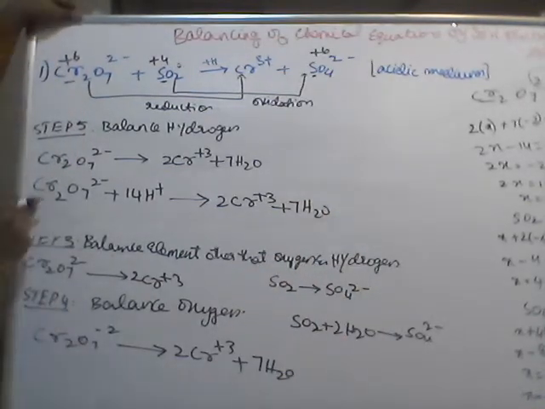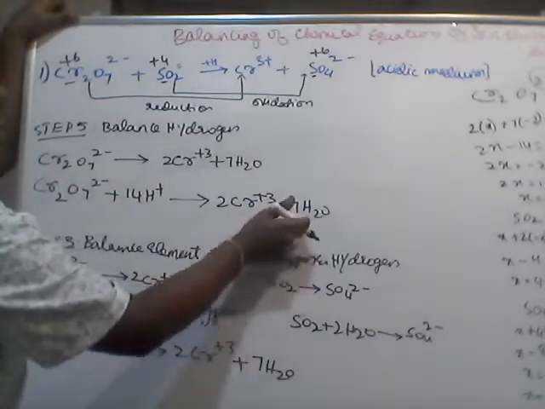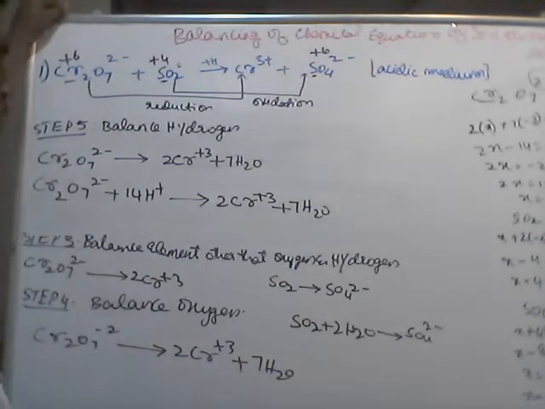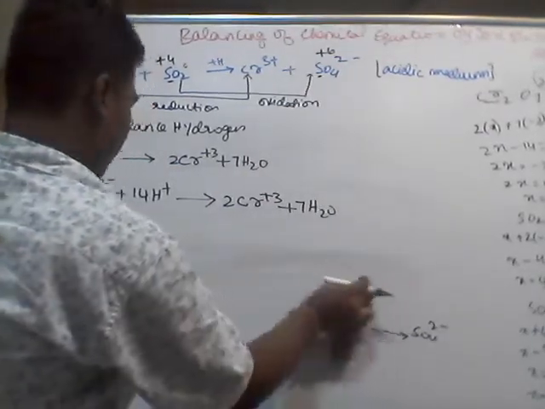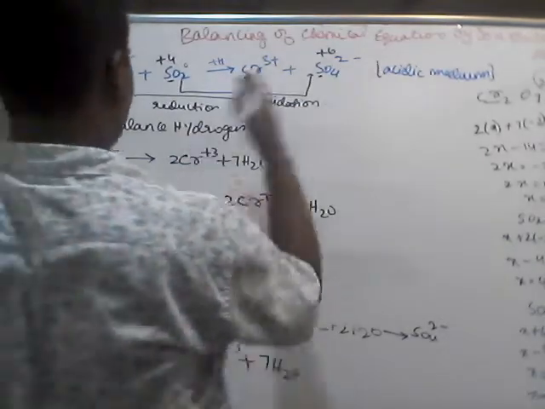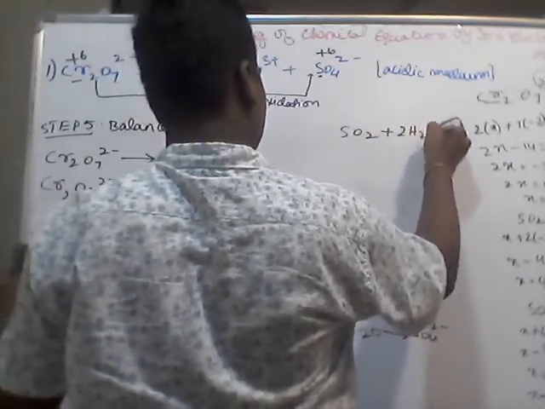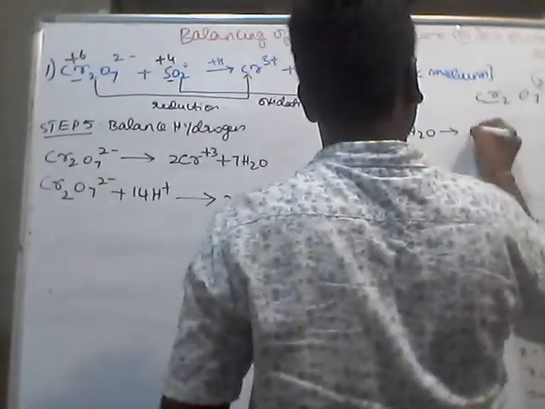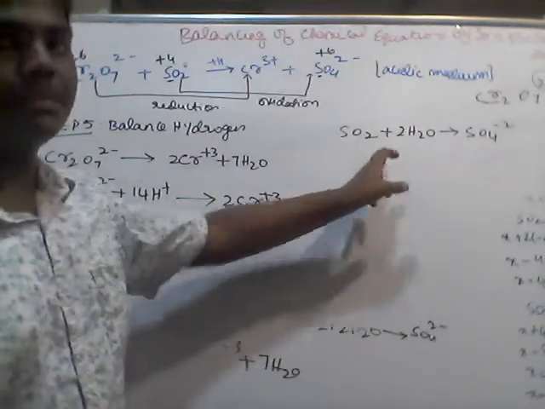Now see here, chromium 2 balanced. Hydrogen 14, 7 times 2 are 14, balanced. Oxygen 7, balanced. Now the sixth step is to balance the charges. Sorry, we forgot to do this one on the oxidation half. So SO2 plus 2H2O gives SO4 2 minus. This is for the oxidation half.